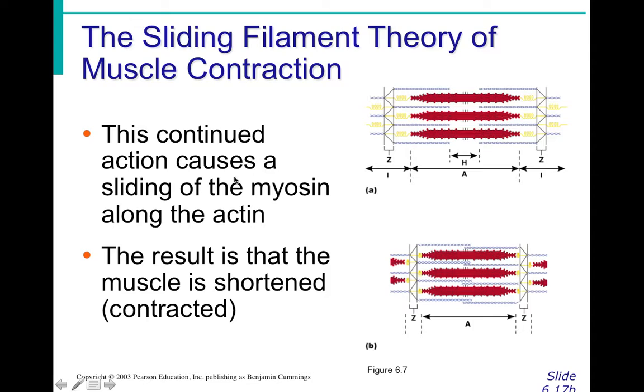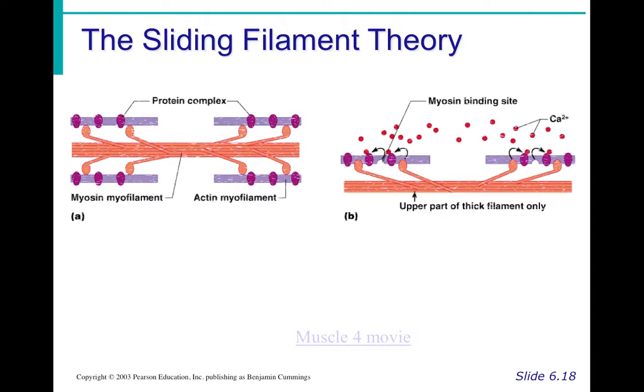So this continued action causes a sliding of the myosin along the actin, and then the muscle is actually shortened. We have shortened because of these proteins coming in close together. We've made this muscle unit a little bit shorter, which makes the whole muscle just a little bit shorter. And that's what happens when muscles contract.